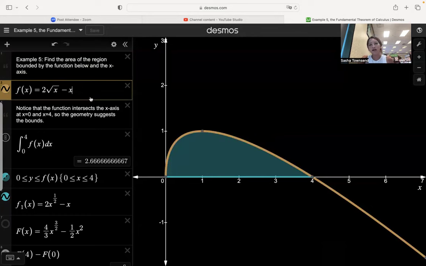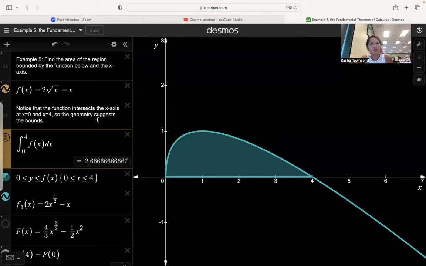So we could do that algebra on paper to find the intercepts, or we could just graph the function online. When we graph it online, we say, well, when x is 0, we get 0. That makes sense. And if I substitute in x equals 4, I also get 0. So when it says find the area of the region bounded by the function below and the x-axis, I know that I'm just going to integrate from 0 to 4. Looking at the graph online helps us to visualize the function. It gives us our bounds, and then we can just apply the fundamental theorem.